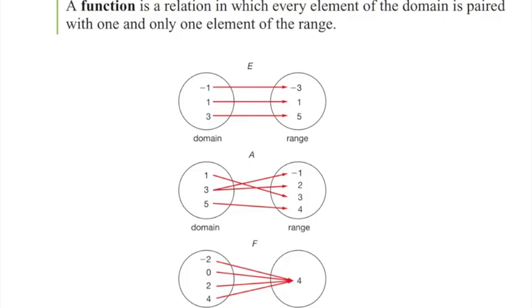Meaning for every X, you're going to have only one Y. It doesn't work the other way. You could have two X's that go to the same Y, but you can't have one X that goes to two different Ys.